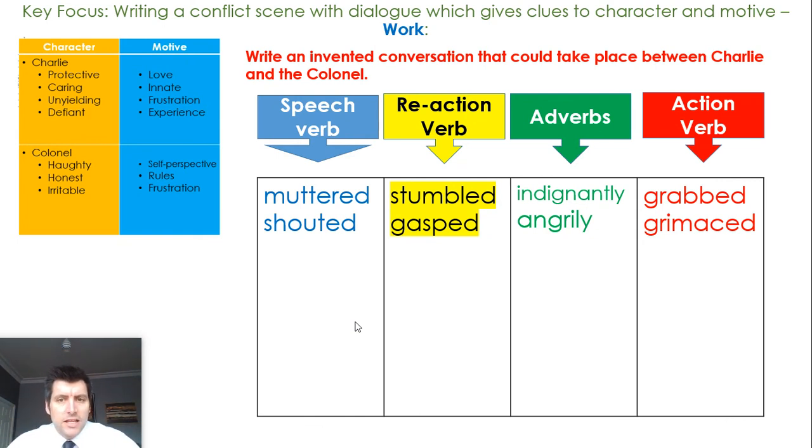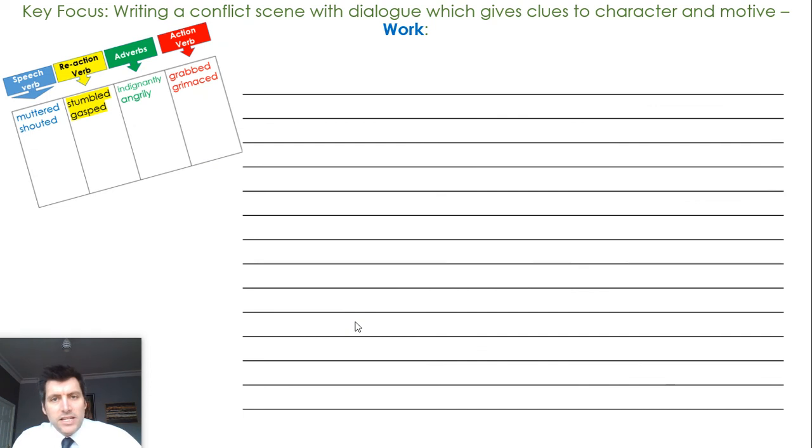Also have a think about the reaction if somebody's stumbling, how they're feeling, if they're gasping. You might use adverbs like indignantly when people are fed up with people always doing this. Or you might use action verbs like grabbed. But as well as the ones that are there, you may add your own. I suggest you add 3 or 4 in each column. And then you try and use those words in a piece of writing where you write this conversation between the Colonel and Charlie or 2 other characters from Private Peaceful. Include those actions and those reactions.